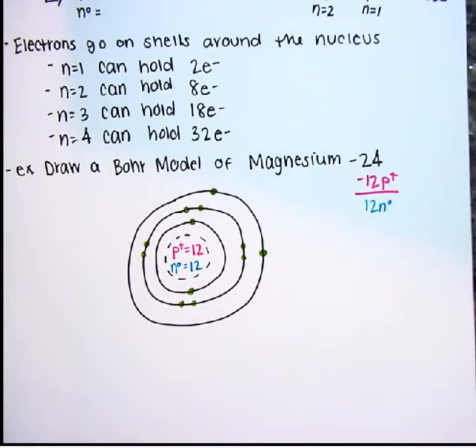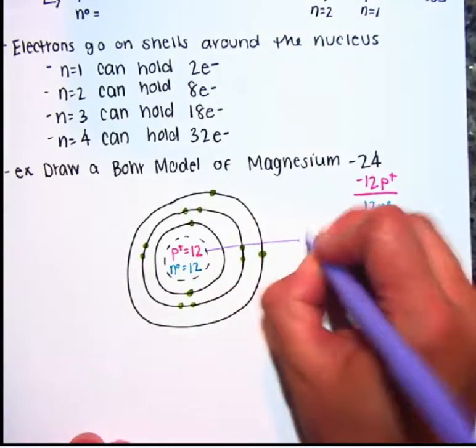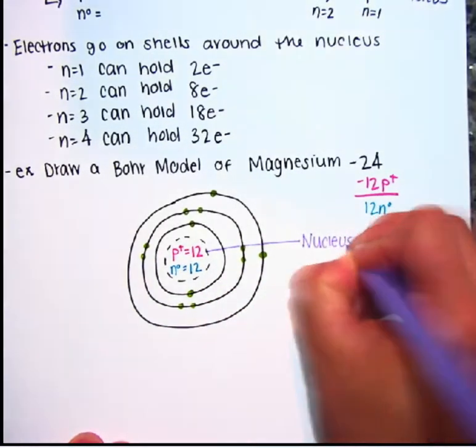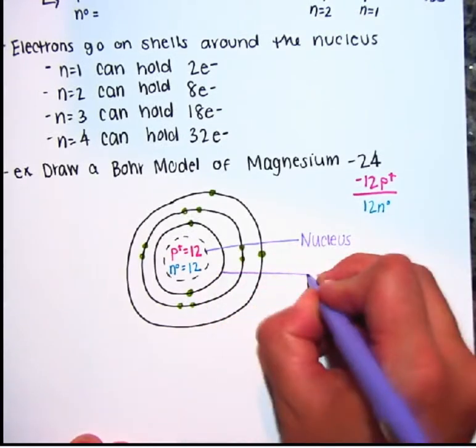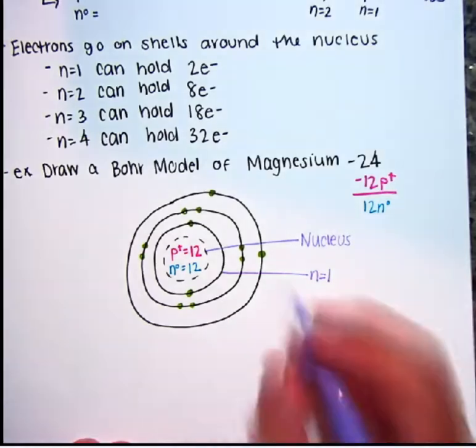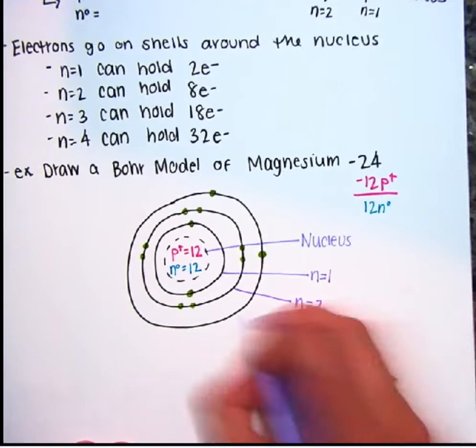You might also be asked to label a few things on your Bohr diagram. So you could be asked to label the nucleus and label each energy level. The energy level closest to the nucleus would be n equals 1, and then we just number out.